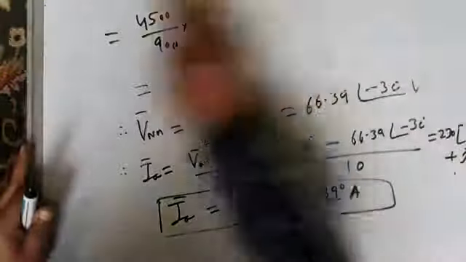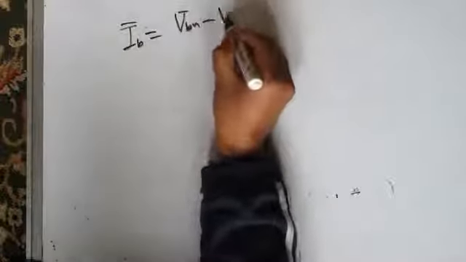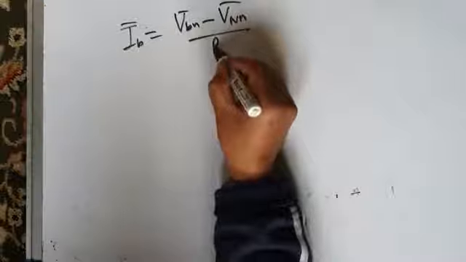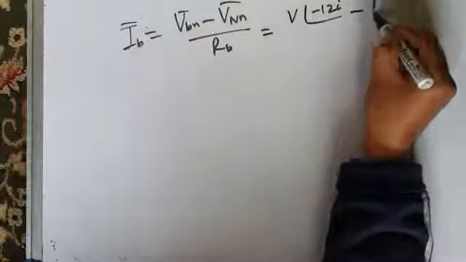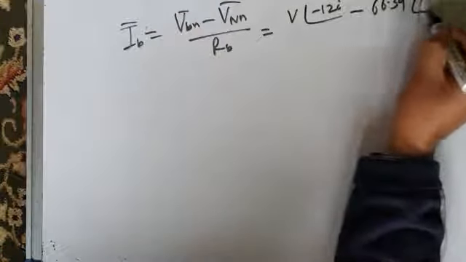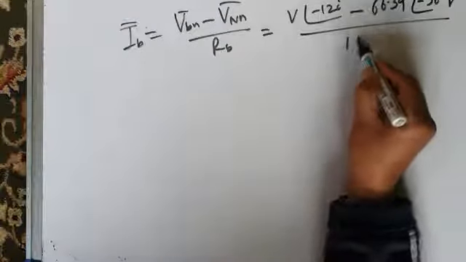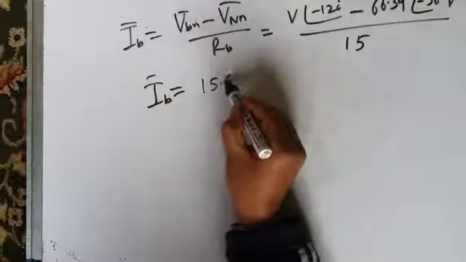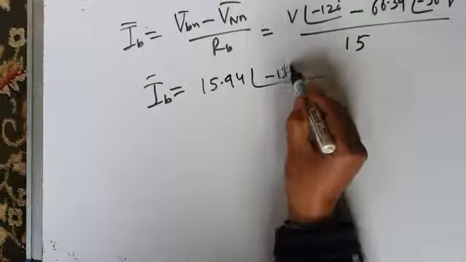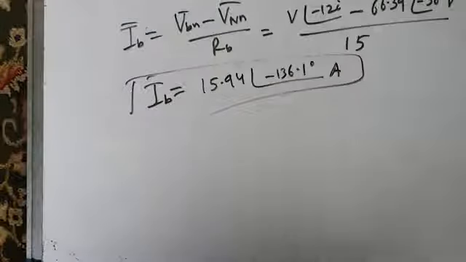In a similar way, you can get line current or phase current IB. So what is phase current IB? That is VBN minus VNN by RB. VBN is V at an angle of minus 120 degrees minus VNN, which is 66.39 at an angle of minus 30 degrees into V, by RB. How much is RB? 15 ohms. You solve it, I'll give you the final result. It will come out to be 15.94 at an angle of minus 136.1 degrees amps. This is IB. In a similar way, you can find IC.